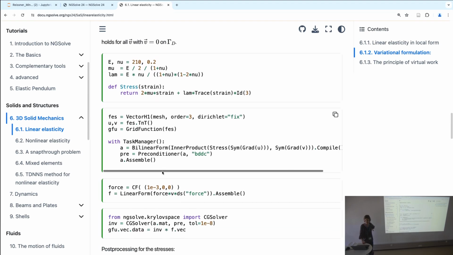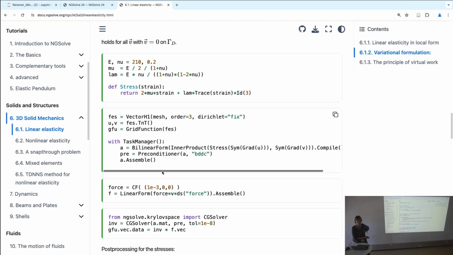Then we need, as you know, in NGSolve, the finite element mesh. Then we define finite element spaces. And for the finite element space, we define grid functions, which is like the solution vector. We define a bilinear form, which is essentially the system matrix. And we define a linear form, which is essentially the right-hand side of the problem. So here we have vector-valued H1 elements, which is the finite element space. We put here Dirichlet boundary condition, where we have the fixed part of the boundary. And then we get a grid function, which contains the solution vector in some sense. So the grid function u is the grid function.